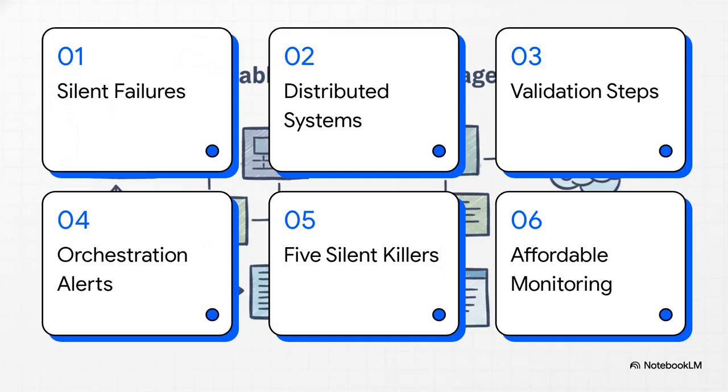So let's look at our agenda for today. First, we'll cover the danger of silent failures. Second, thinking like distributed systems. Third, step-by-step validation. Fourth, orchestration and critical alerts. Fifth, the top 5 silent failures. And finally, monitoring and keeping costs affordable. Let's get right into it.